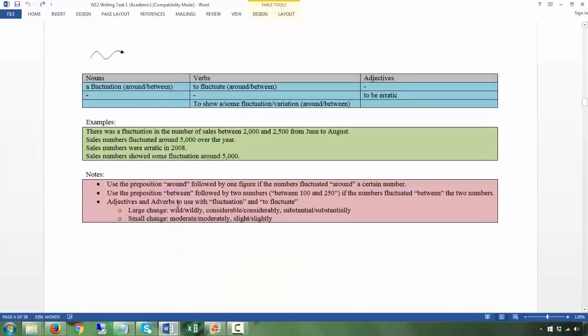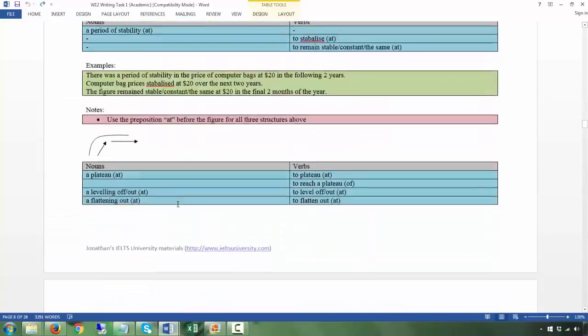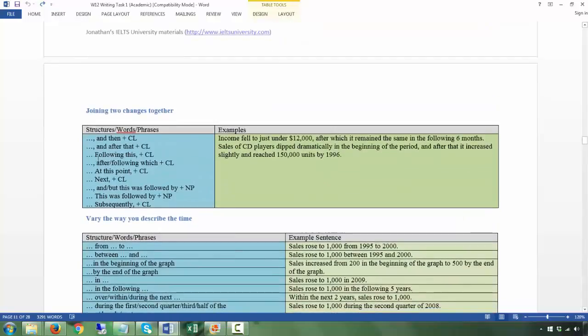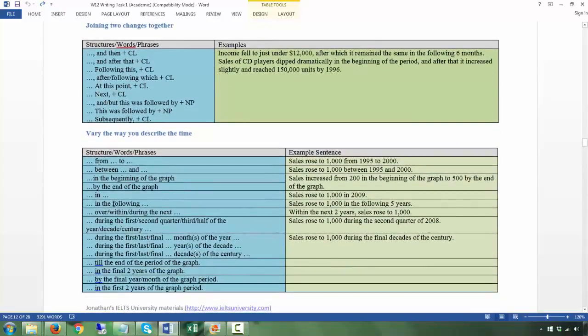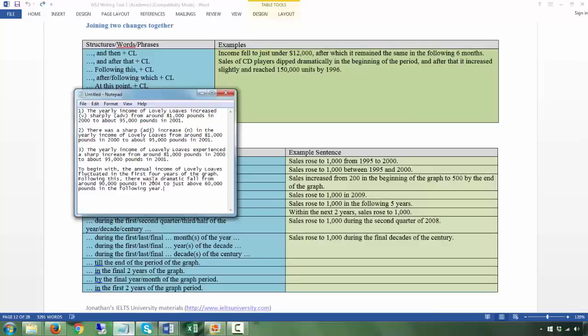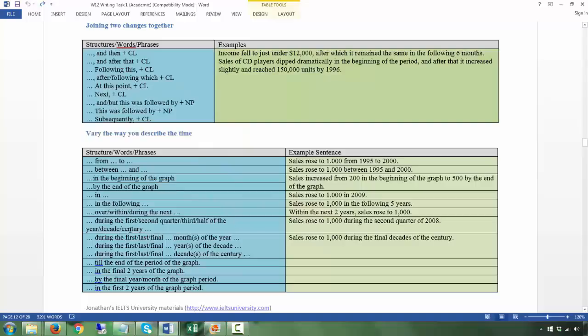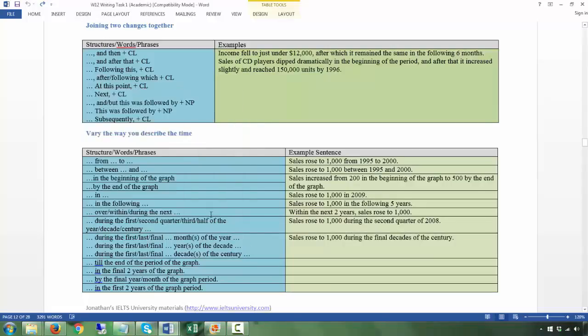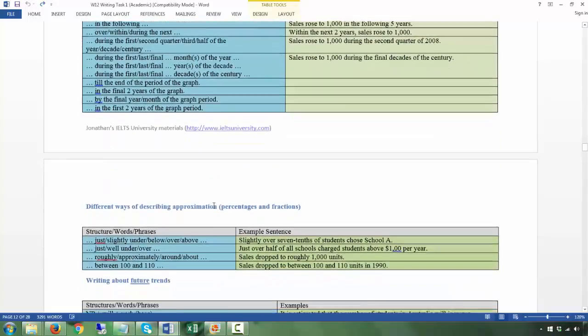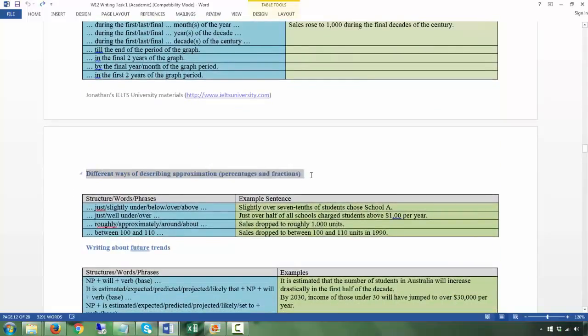Okay, I used some of one of these phrases to join together, and I didn't just use from what to what. In this I used in the first 4 years. Okay, during the first 4 years, in the first 4 years, over the next year, then after the second part, to just about in the following year. Okay, rather than in 2005 I put in the following year. Okay, what else did I use? I used different ways to describe approximation.